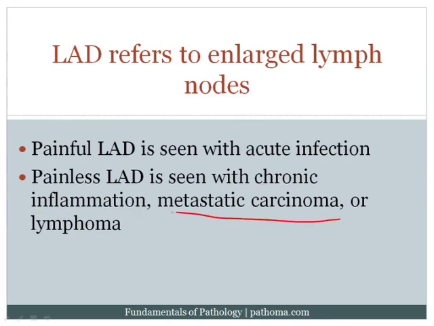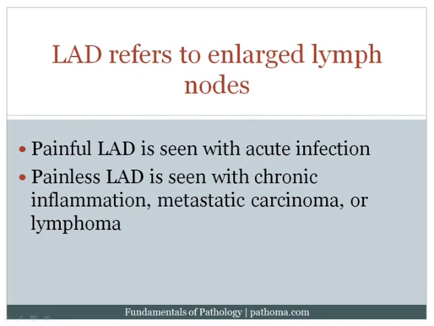Metastatic carcinoma. If carcinoma spreads to a local lymph node, it's usually painless enlargement of the lymph node that occurs. For example, if a woman has breast cancer and it spreads to the axillary lymph nodes, the axillary lymph nodes become enlarged, and that's usually painless. And the third circumstance in which we can get painless lymphadenopathy is lymphoma. So when we think about painless lymphadenopathy, we really have three major differential diagnoses in our mind: chronic inflammation, metastatic carcinoma, or lymphoma. We're going to cover lymphoma in much more detail in just a few slides.